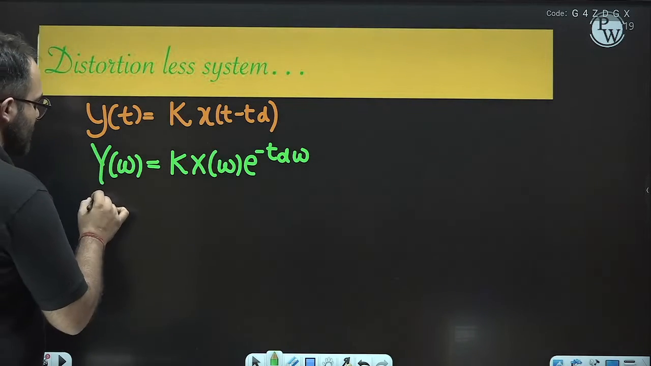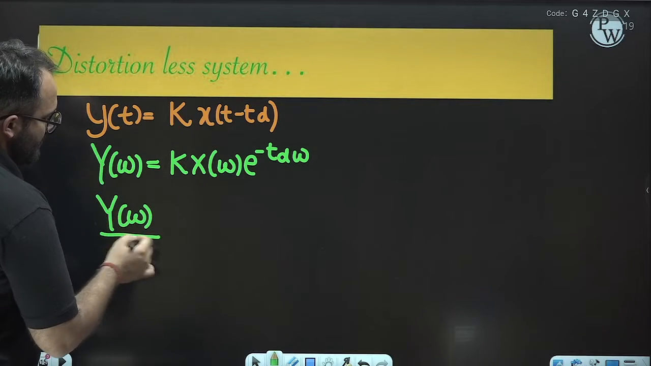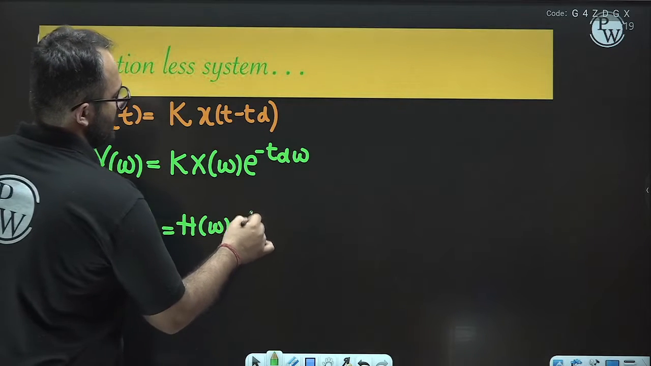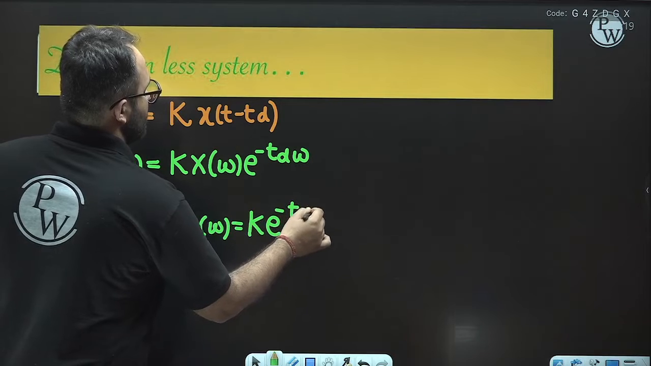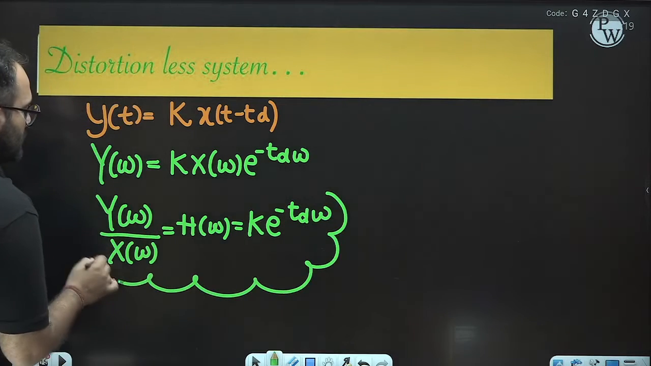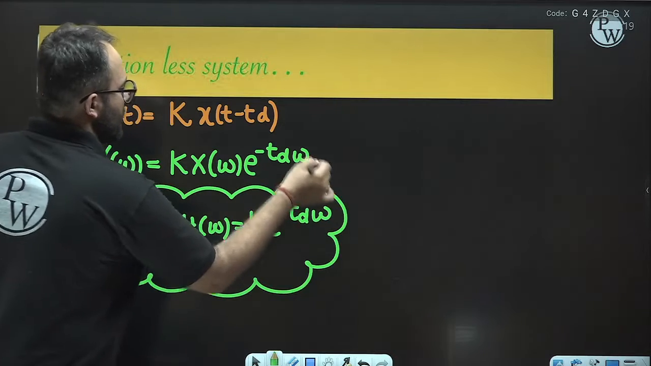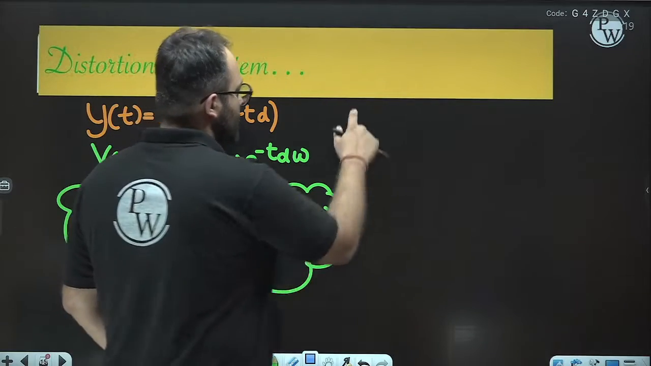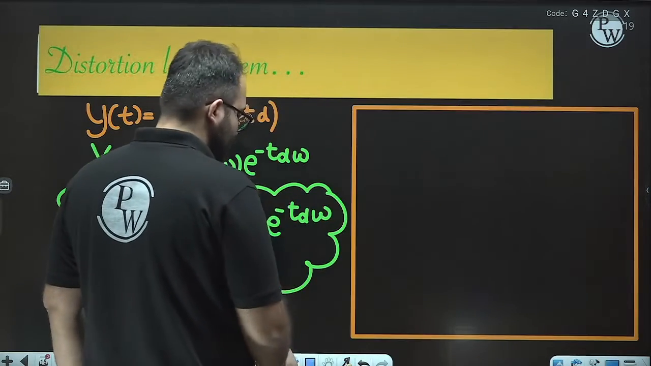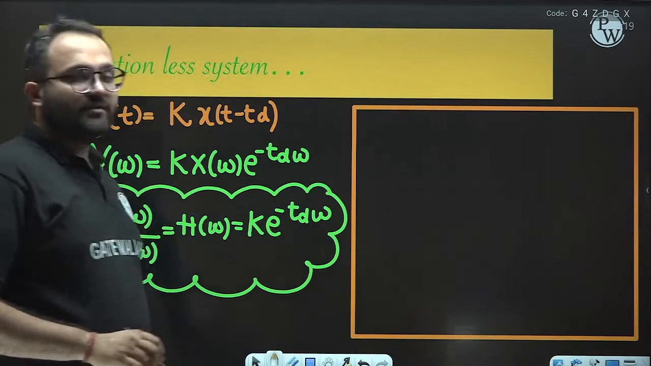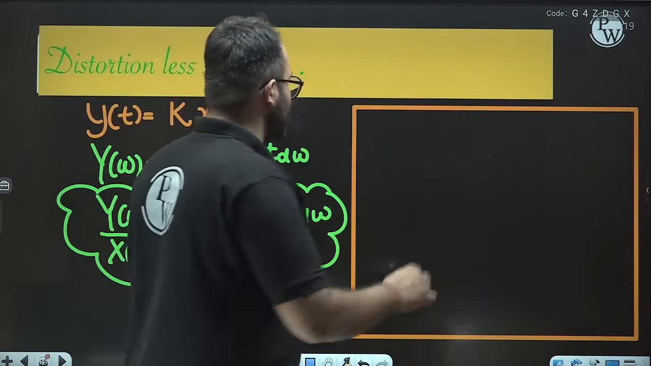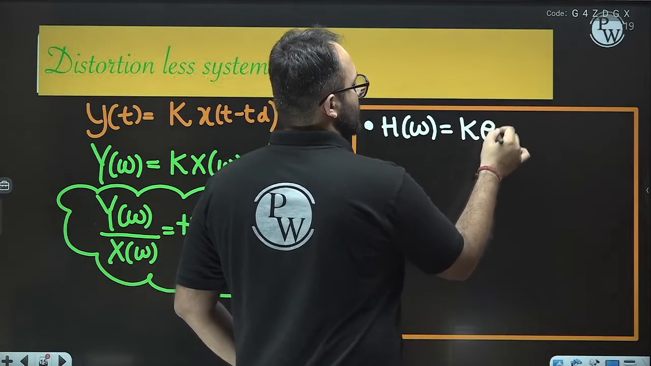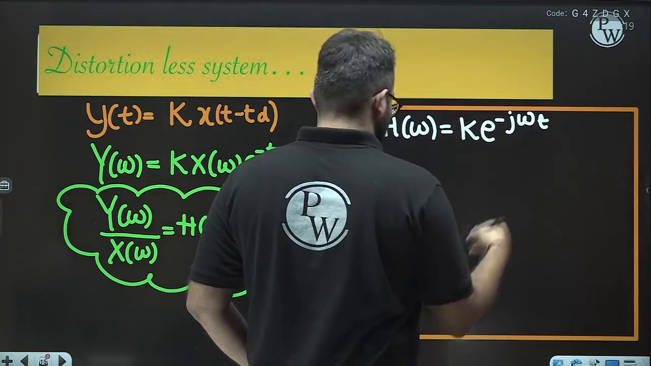Now from here we can see that Y(omega) upon X(omega) is equal to H(omega), which is equal to k e to the power minus j omega td. This is the frequency response of the distortionless system. So the frequency response for a distortionless system should be like this: k e to the power minus j omega td.